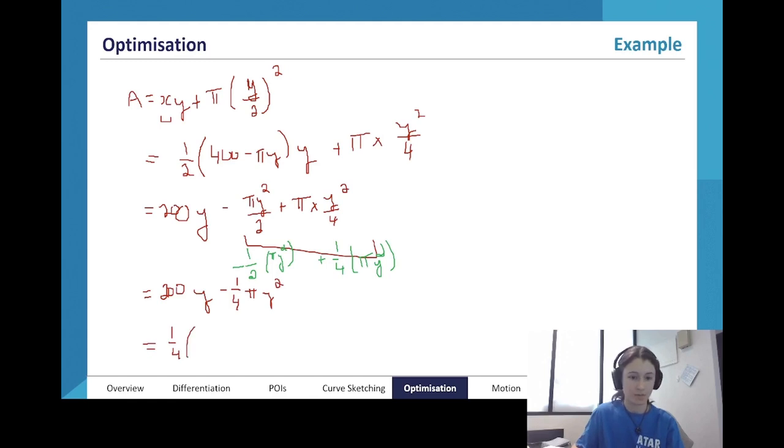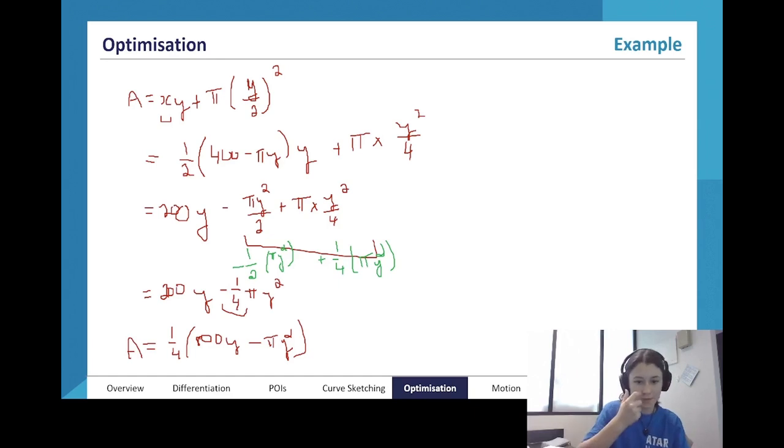And now as per the question, we need to take out a quarter. So obviously, if we're taking a quarter out of 200, what multiplies by a quarter to get 200? 800. And then we're just taking the quarter out here, so we're just going to have negative pi y squared, which is exactly what we wanted to prove.